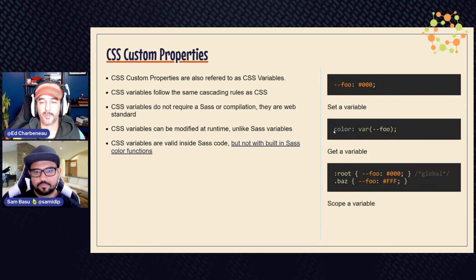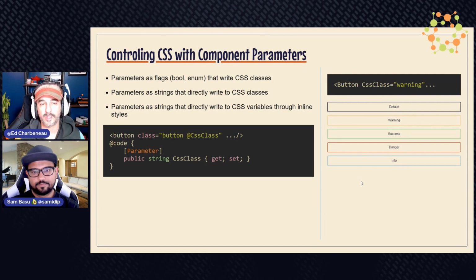So if I have a button, for example, I say color var foo, and foo was set to black here, that button is now going to be a black button. So we can set a variable, get a variable, and then we can also globally set that value. So I could say :root, and this is a CSS feature here. This is the root selector, and I could say at the root level, I'm setting foo to black. And then I can also scope this and say at the scope of this selector, foo is actually white. So I can actually control the scope within these custom properties as well. And that lets us do some pretty cool stuff.